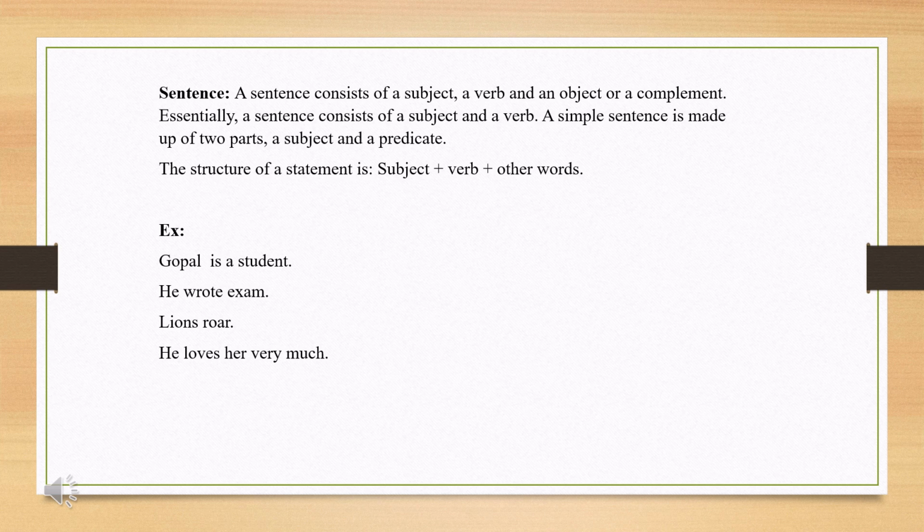A simple sentence is made up of two parts, the subject and predicate. Let's know what the subject is. The subject of a sentence is a word or a group of words that says who or what does something. Usually, the subject is a noun or noun phrase or pronoun. Look at the example sentences given.